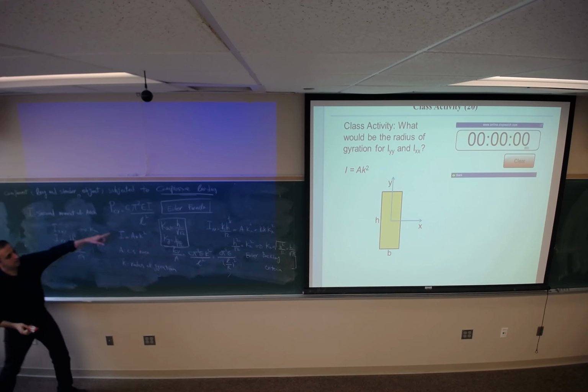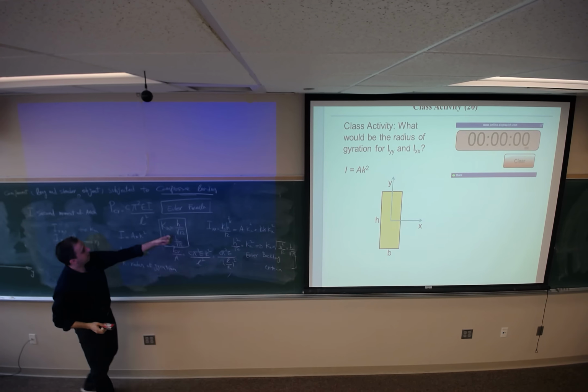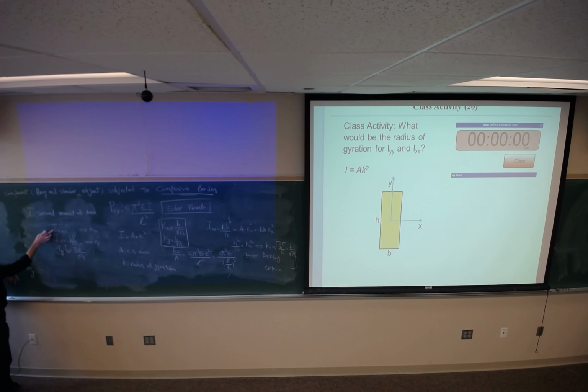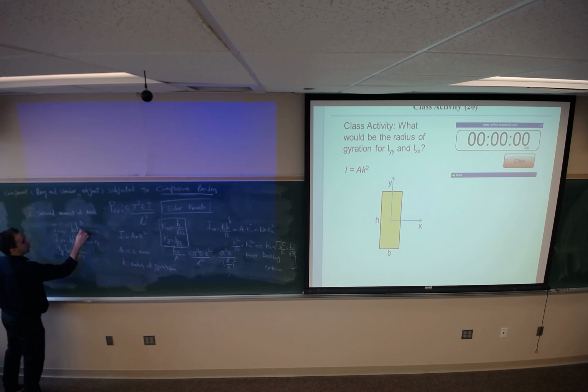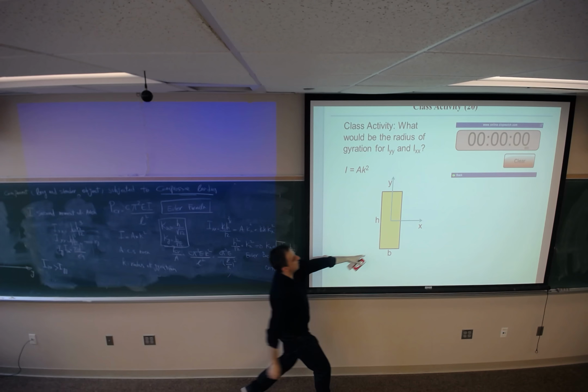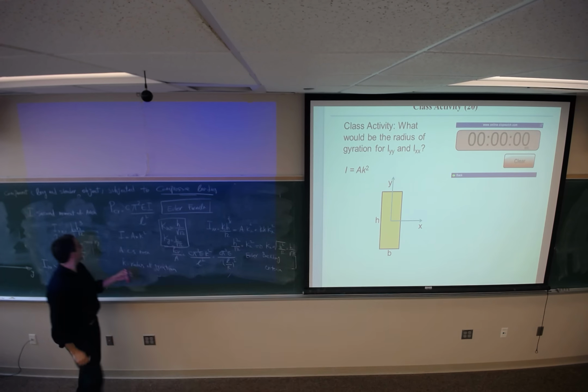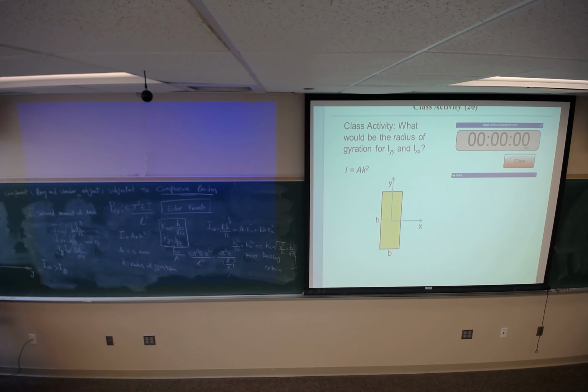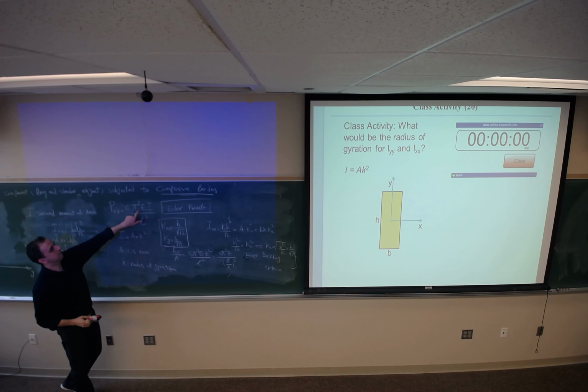But you mentioned something that I was going to ask on the second class activity. If you compare IX and IY, which one is greater than the other one? IXX is greater than IYY because B is less than H, so H to the power 3 is going to be greater than B to the power 3. So if you plug in here, it's maxed out.